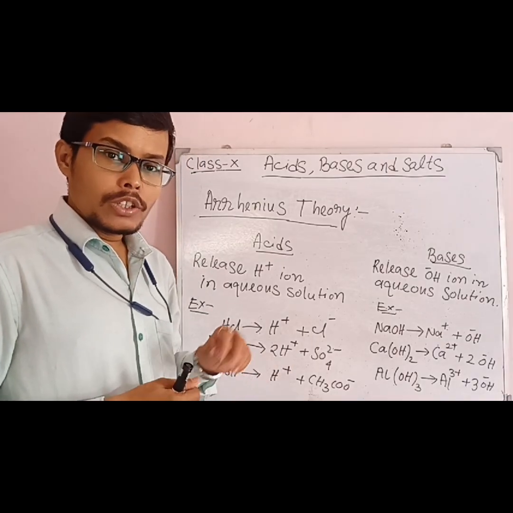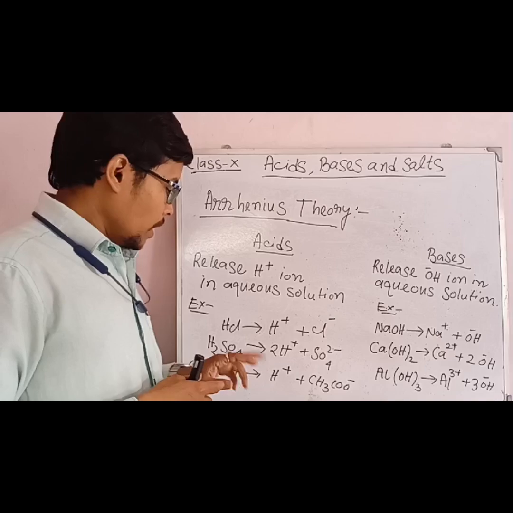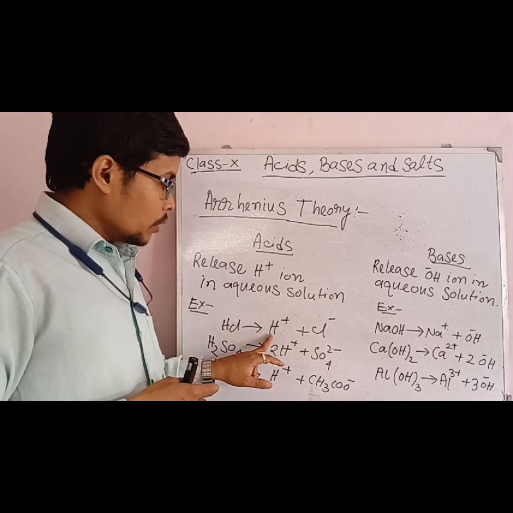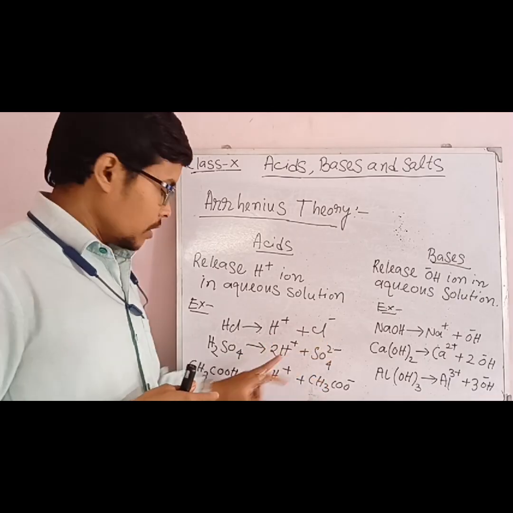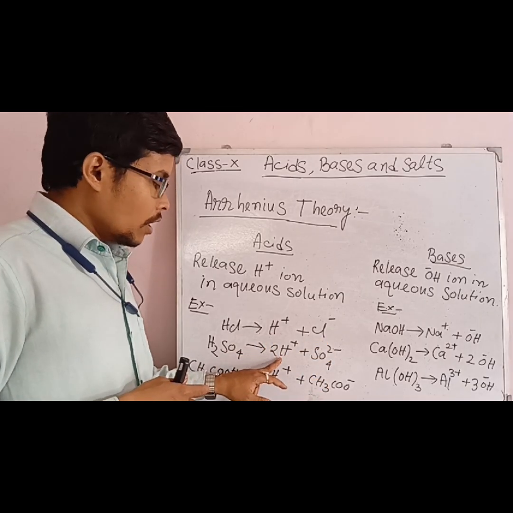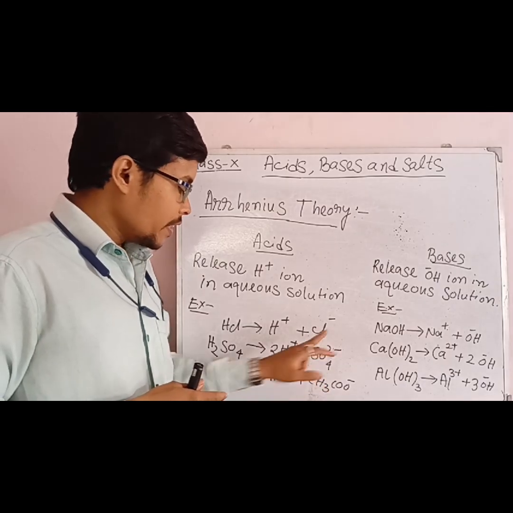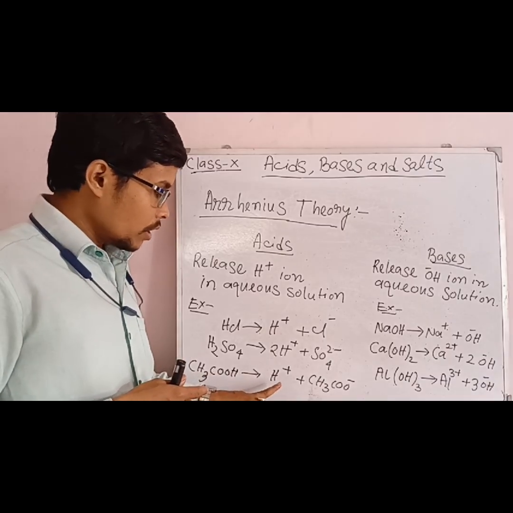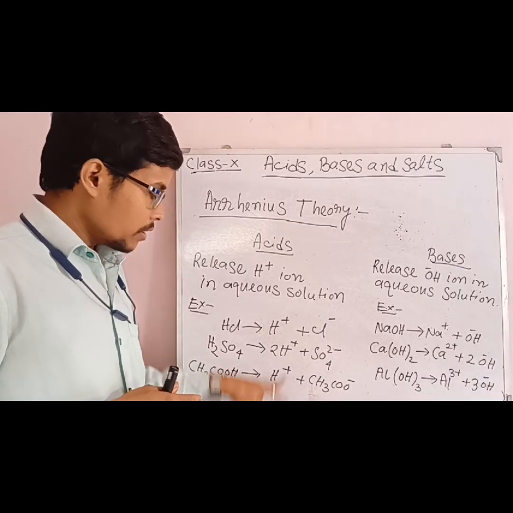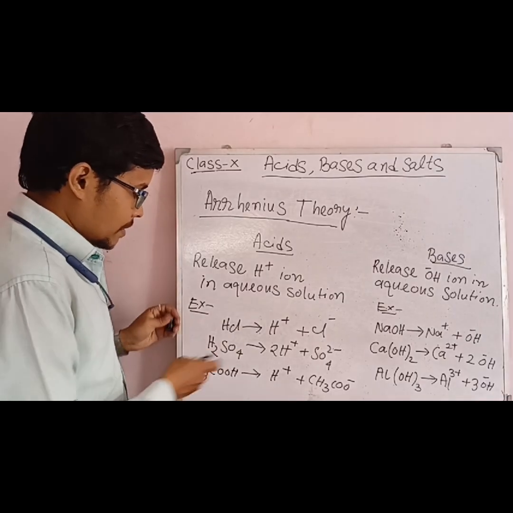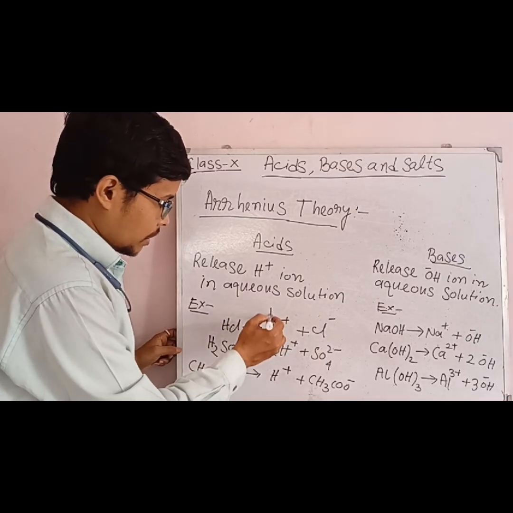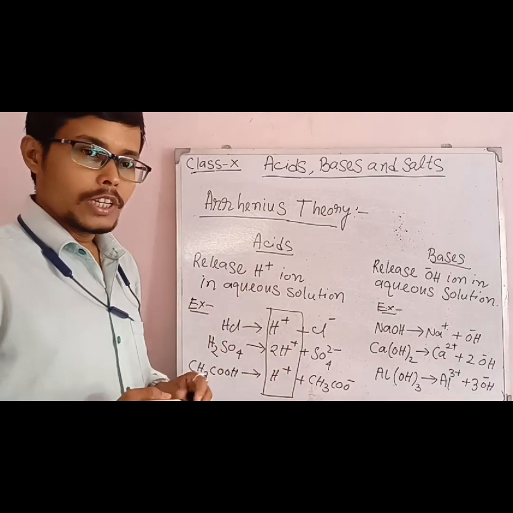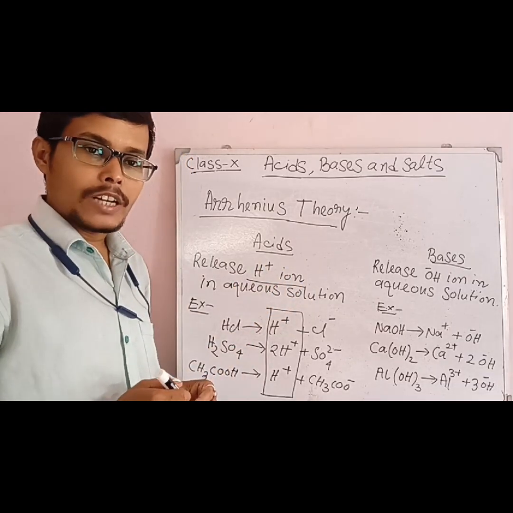If you go to the different examples, like HCl, hydrogen is there and it dissociates into H+ and Cl-, chloride. H2SO4 will dissociate into H+ and SO4 2-, and CH3COOH, acetic acid, will dissociate into acetate ion CH3COO- plus H+. All of these are acids, they all contain H+ ion and release H+ ion in the aqueous solution. So that is the criterion for being an acid according to Arrhenius.